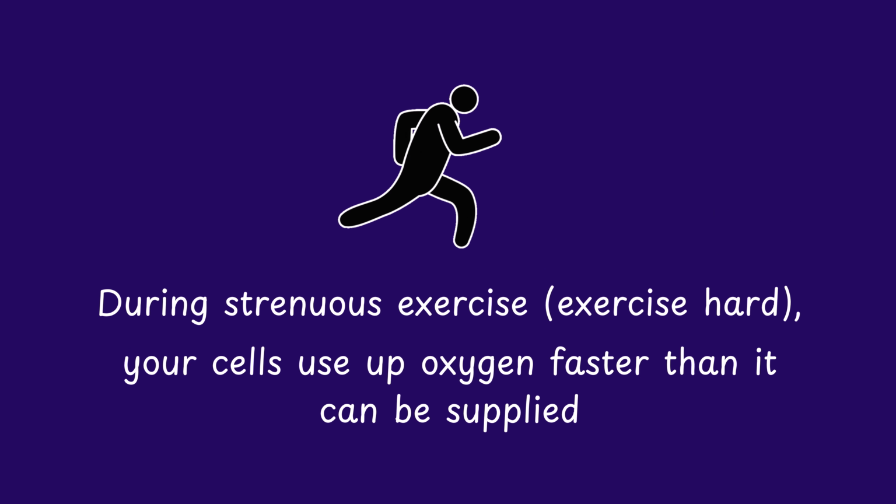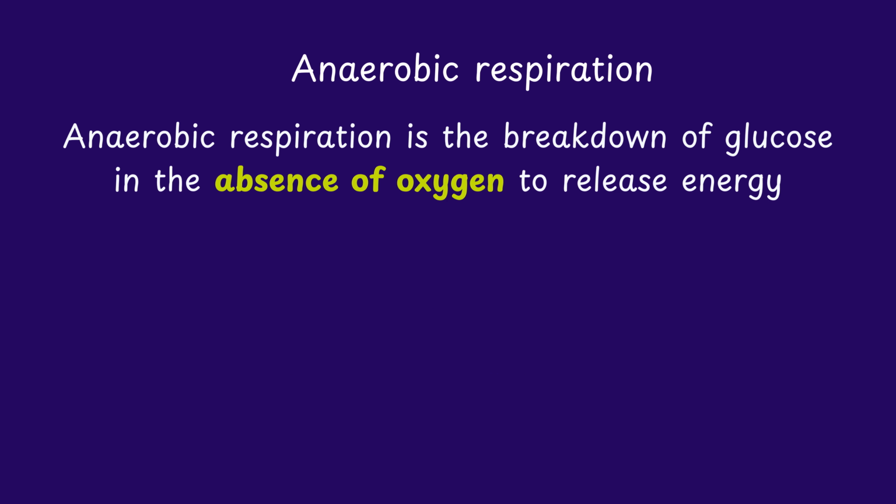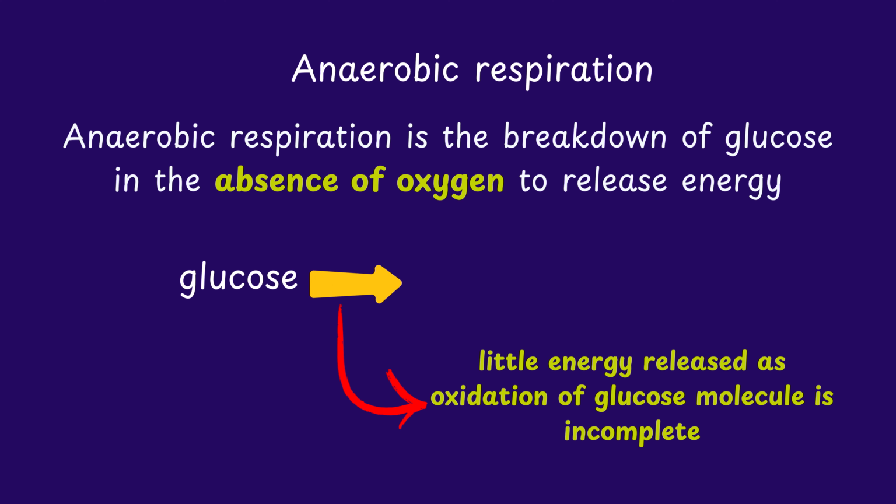During strenuous or vigorous exercise, meaning when you're exercising very hard, your cells use up oxygen faster than it can be supplied. The body will then switch from aerobic respiration to anaerobic respiration. Here is a reminder of what anaerobic respiration is. Anaerobic respiration is the breakdown of glucose in the absence of oxygen to release energy. And this is the equation for anaerobic respiration in our muscle cells. So it is glucose in the absence of oxygen to release energy.